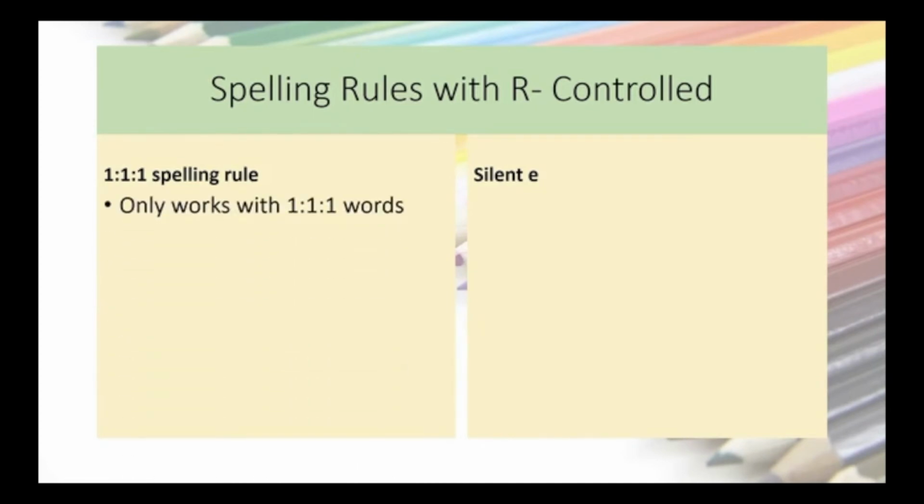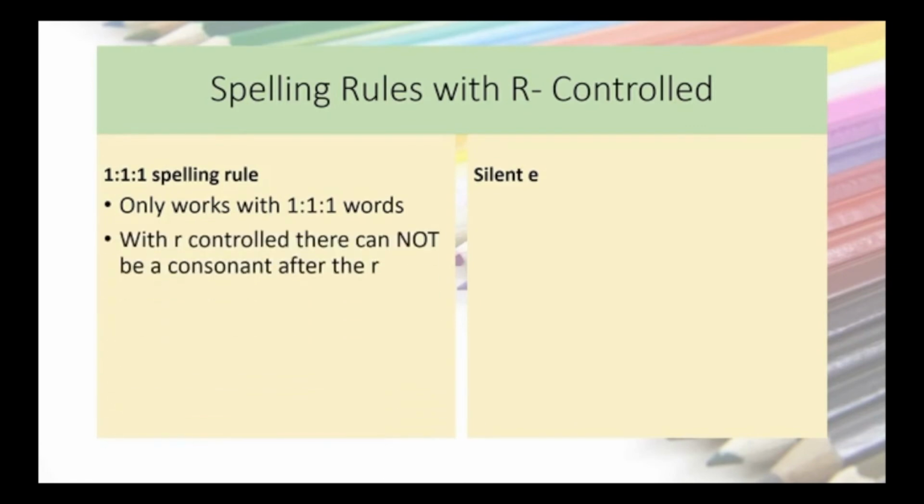This only works with 1-1-1 words. With R-controlled words, there cannot be a consonant after the R. The R has to be the consonant we're talking about in the 1-1-1 rule. Examples are words like, remember the 1-1-1 words we talked about before, thin. But when adding a consonant suffix, you leave it exactly the same to get a word like thinly. When we add our vowel suffix, we need to do the extra N to make the word thinner.